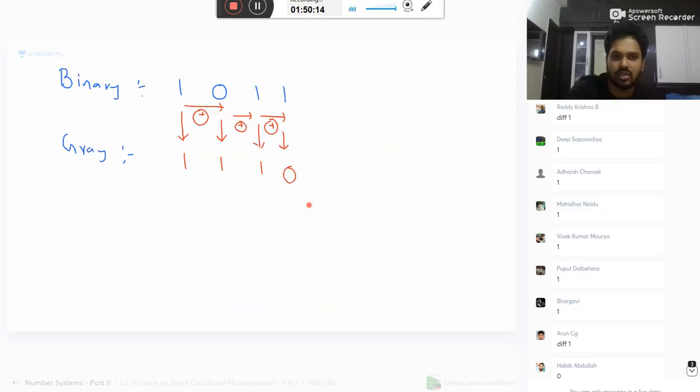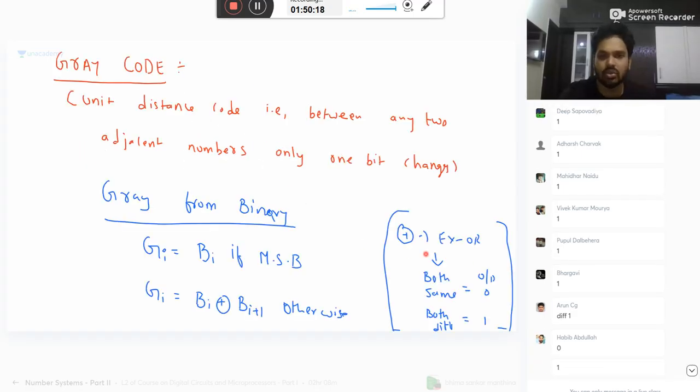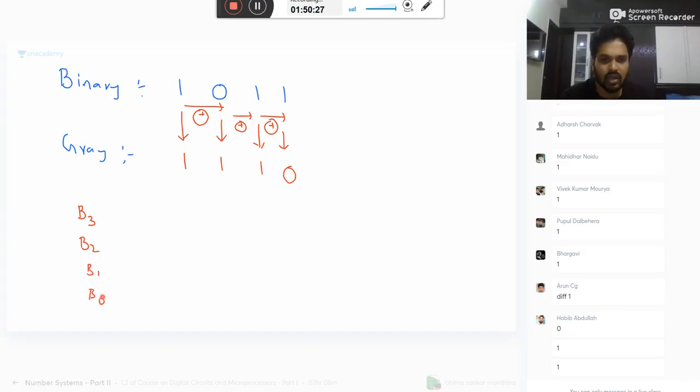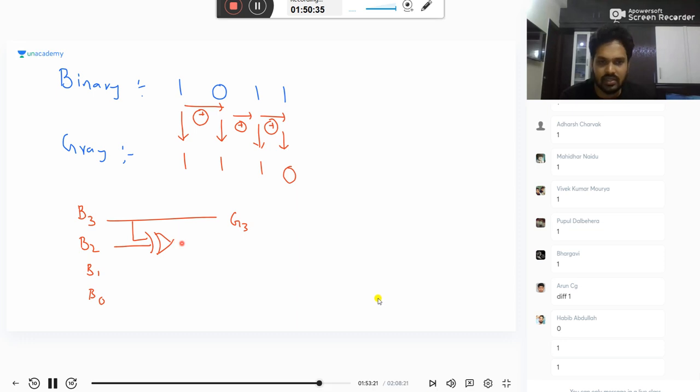Let me explain the advantage of this. Here I can show how to get the gray code. Suppose you have a binary number B3, B2, B1, B0. G3 is as it is, B3. The others can be obtained by XOR. XOR is represented like this. If both are different, you get 1. Both are same, you get 0. The XOR gate is represented like this. What is a gate? Everything we discuss in the next chapter.